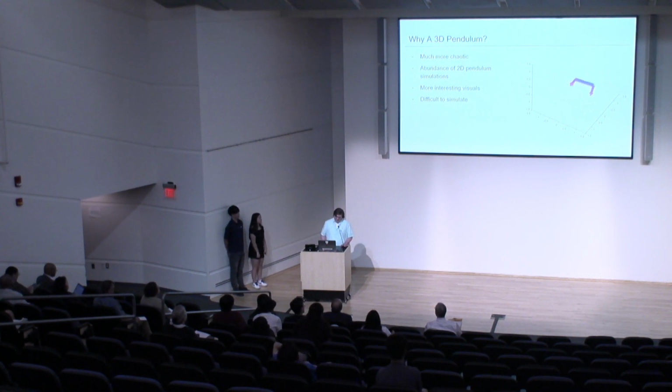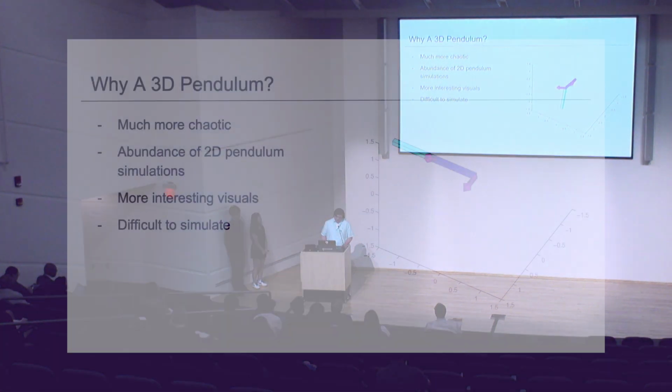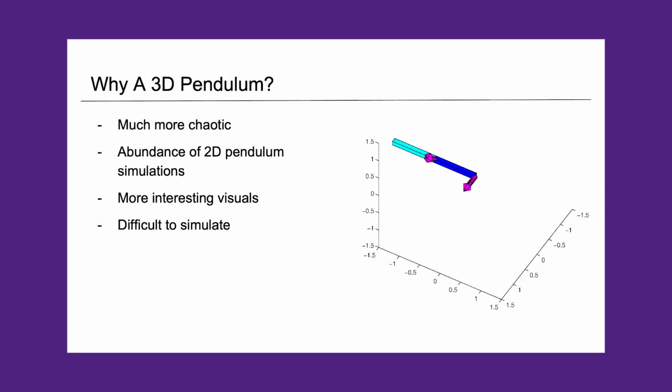The 2D pendulums, though, are very well documented. If you look up online, you can find hundreds of thousands of different simulations from school projects to different universities. So we thought it was interesting how 3D pendulums seem to be much less common. And the main reason for this, we found, was that they're very difficult to simulate.